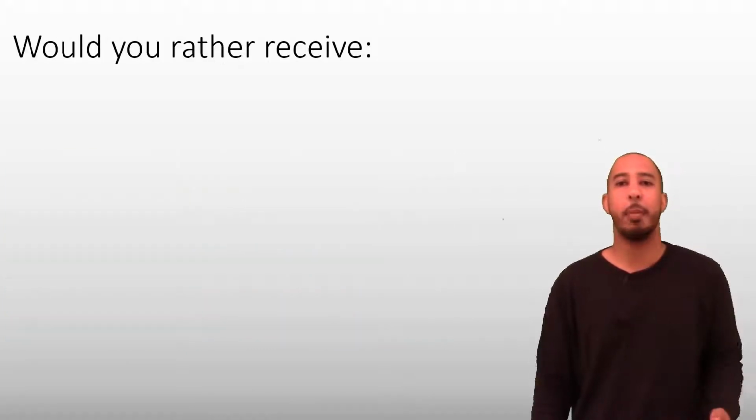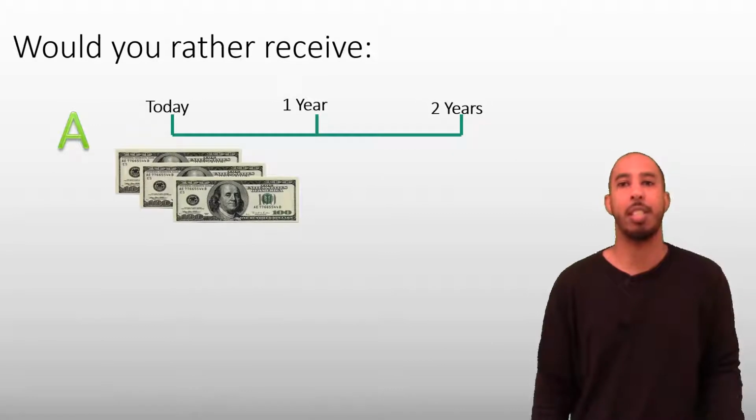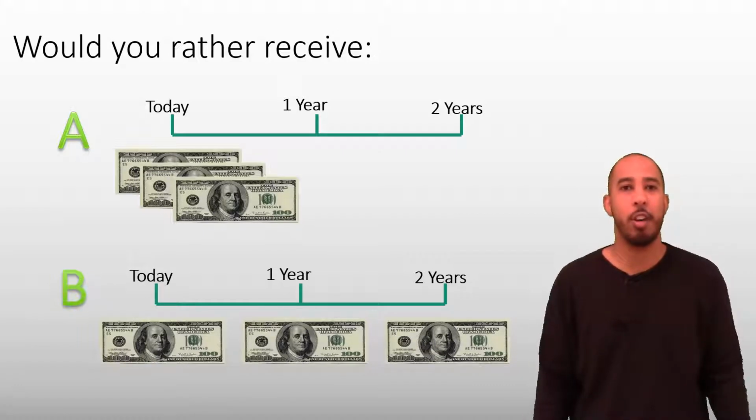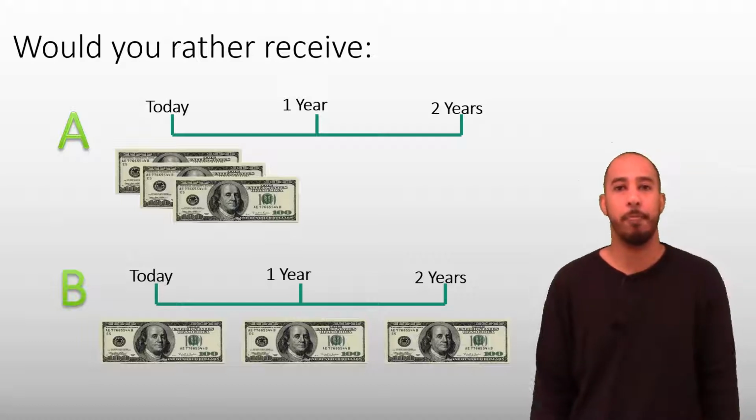Time value of money can be summarized by this simple choice. Would you rather receive option A, which is getting $300 all today, or option B, getting $300 spread out, $100 today, $100 next year, and $100 the following year? You might look at these two choices and say, it doesn't matter. $300 is $300. So A and B are the same. We're going to show that these two choices are actually very different.